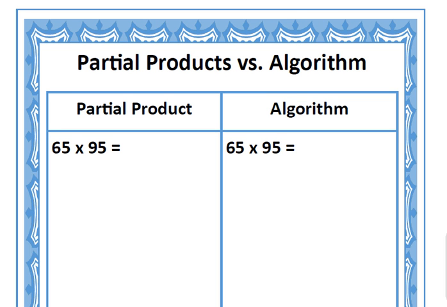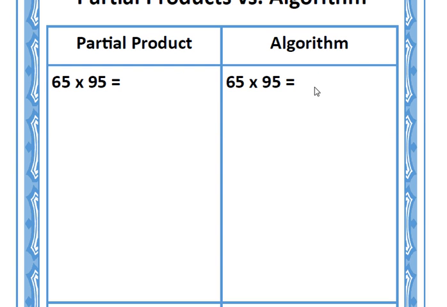Well, hello again. We are going to be talking about multiplying a two-digit number by a two-digit number using partial products versus the algorithm. So what does that even mean, partial products and algorithm? Partial products is what we've been looking at. An algorithm is the traditional way, and hopefully you know that by now.